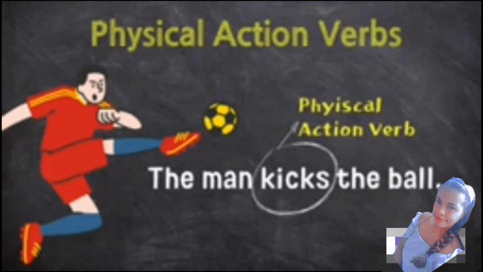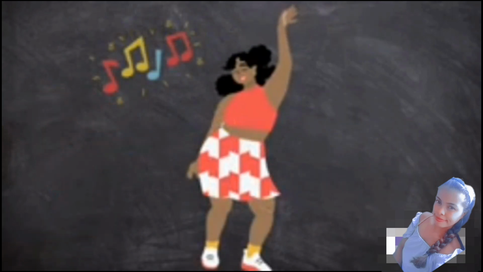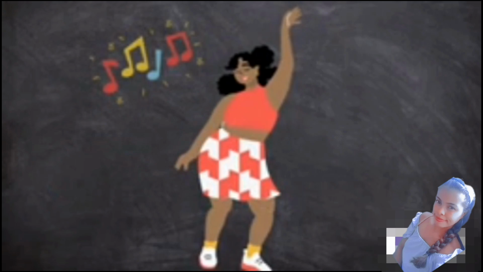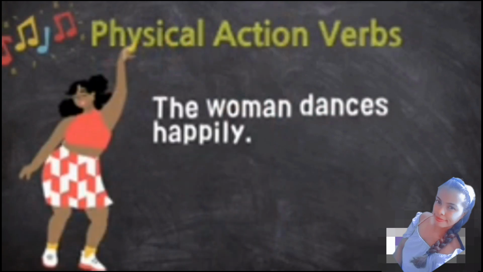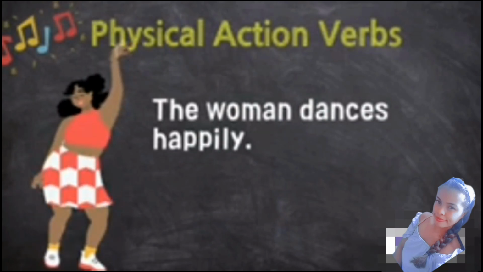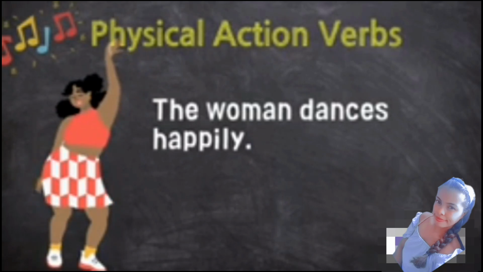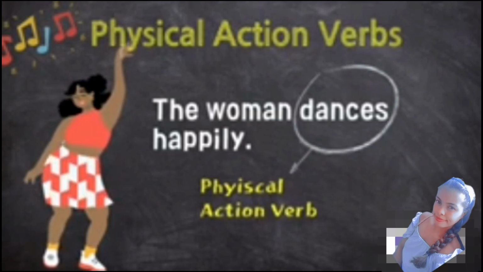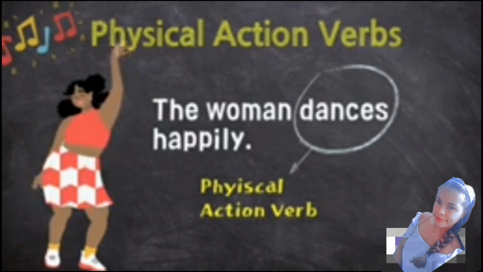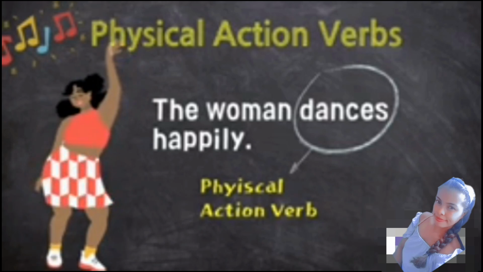Let's look at the next example. How would you describe the woman's action in this picture? Yes, the woman dances happily. Now, what is the action verb that describes what the woman does? Well, the word dances is an action verb because it is what the subject, the woman, is doing. It is a physical action verb that tells you the woman is moving by dancing.